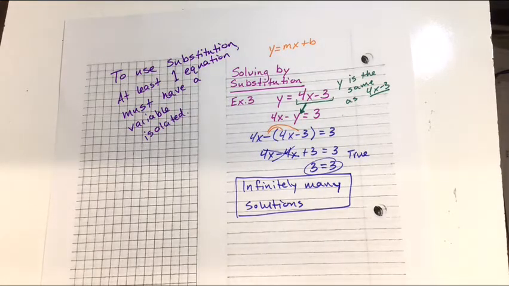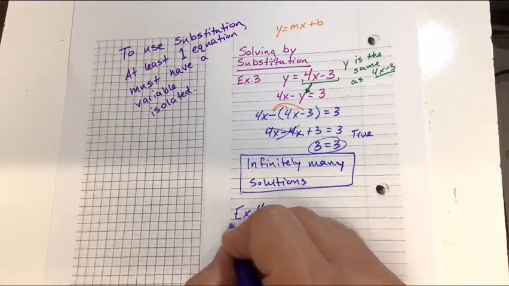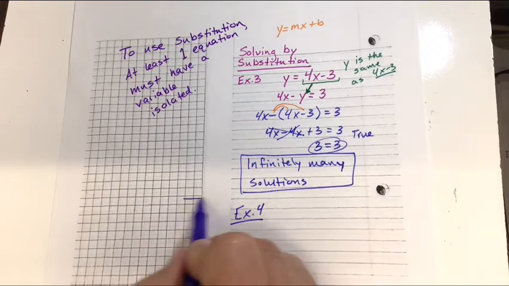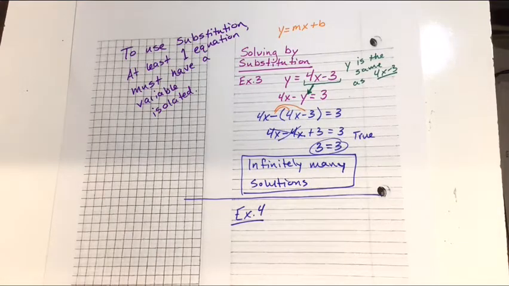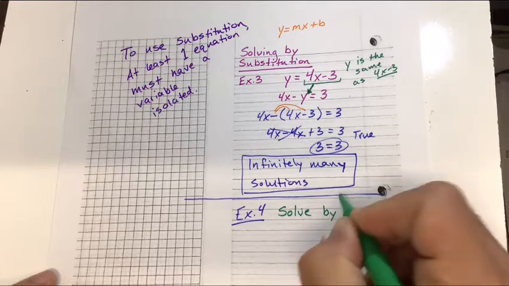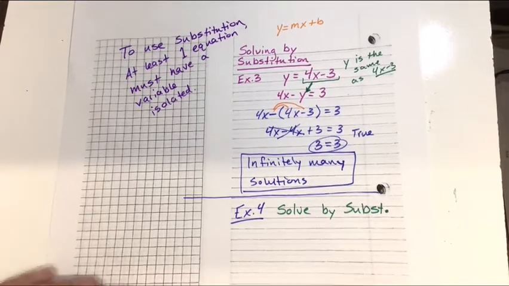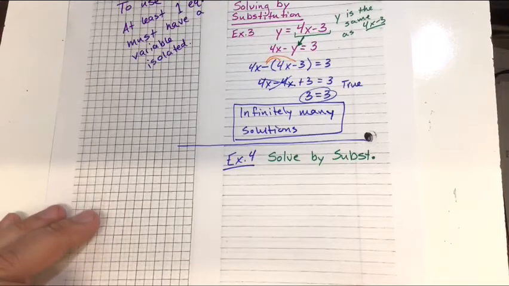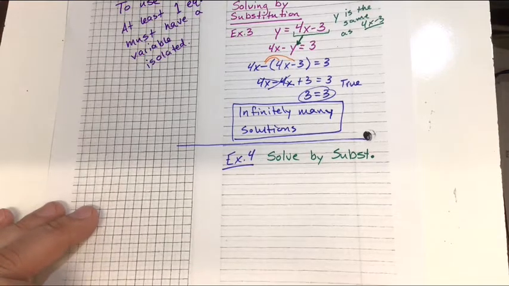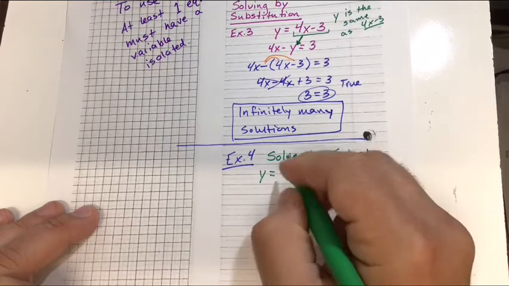All right, we're going to try one other example here. In our next example, we will get an actual solution. We're still going to solve by substitution here. I'm going to abbreviate just because I'm running out of room. We're going to solve by substitution. Here are your two equations. First, y equals x minus 1.